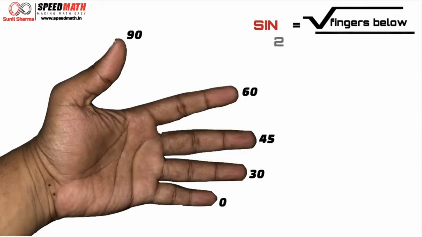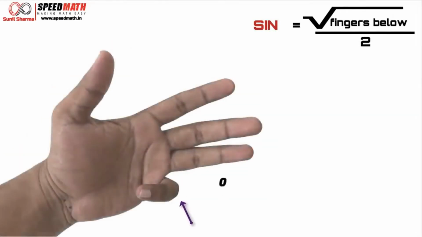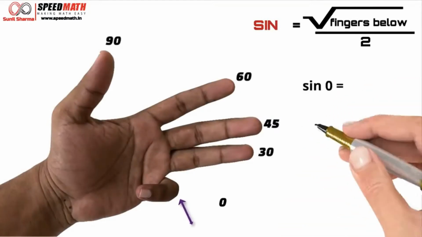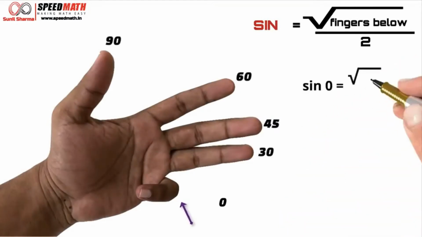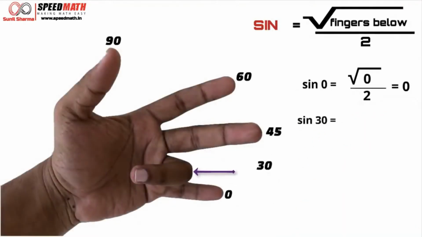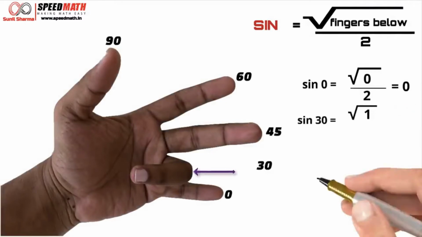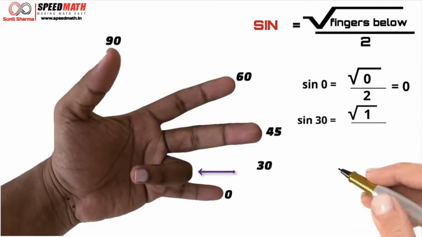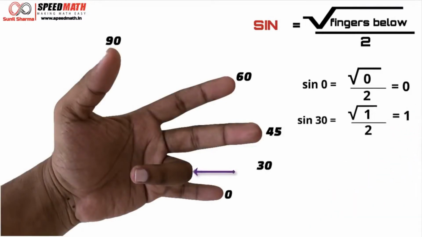Here what it means is you need to count the number of fingers below, take the square root of that and divide it by 2. Let's say we need to find sine of 0. So as per our rule, we need to find number of fingers below 0. Now below little finger we don't have any fingers, so the number of fingers is 0 and square root of 0 is 0 and 0 upon 2 will give you 0, so sine 0 is 0. Let's find sine 30. Now if you see below ring finger you have only one finger, so square root of 1 will give you 1 and 1 upon 2 will give you half. So sine 30 is half.